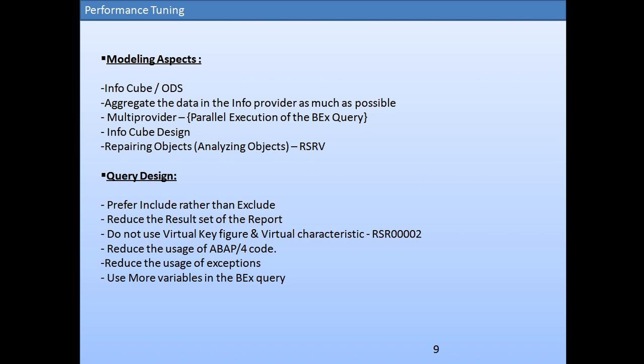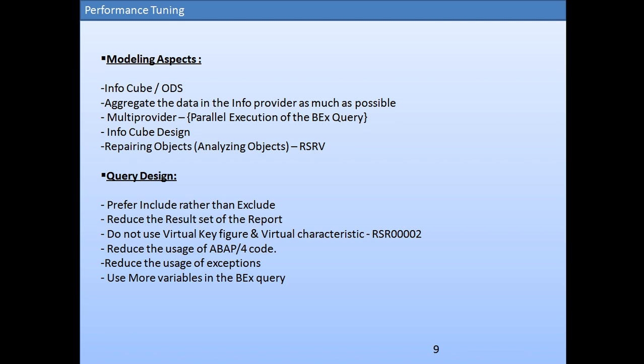But they say don't use exclude, prefer using include. Because if you use exclude, you don't leverage the indexes built on your cube. Generally we build indexes on the cube to improve performance, but exclude will not refer to the indexes of my cube, so prefer using includes in the restriction while designing a query.